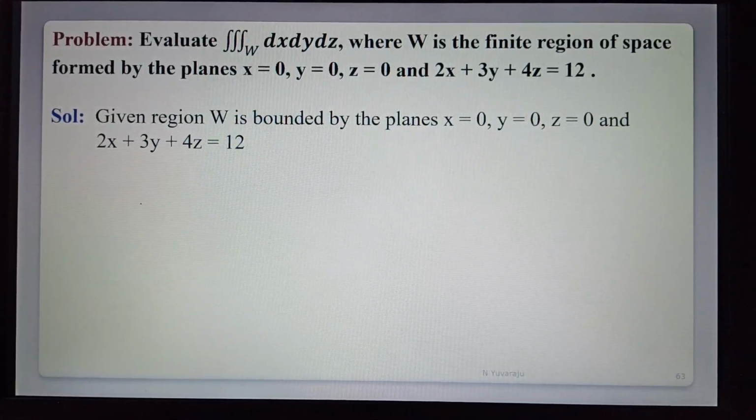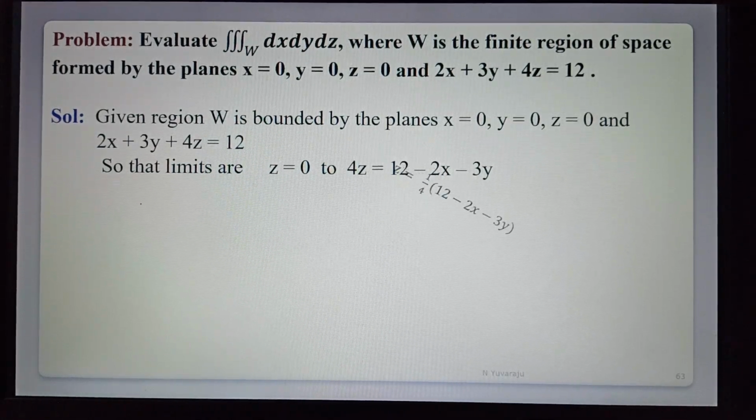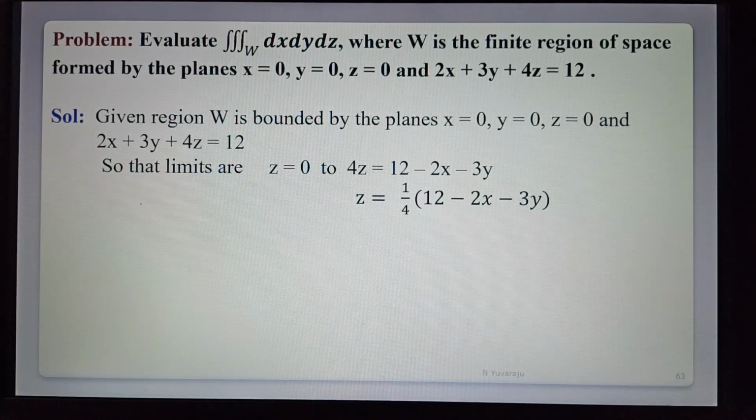So assumption: z equals 0. First of all, z equals 0 from the plane. We write 4z equals 12 minus 2x minus 3y. That is z equals 1 by 4 into 12 minus 2x minus 3y. This is the z limits. And first z eliminating, remaining xy, and 2x plus 3y equals 12.